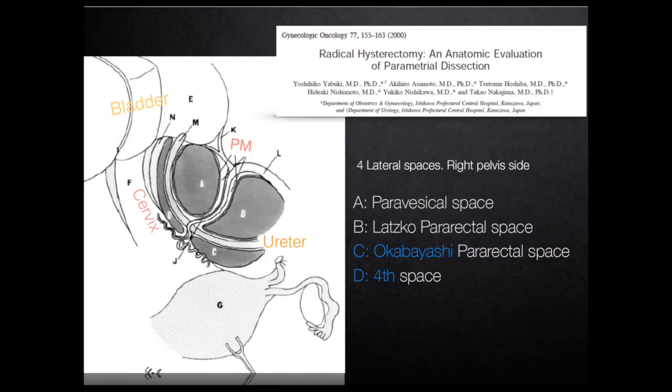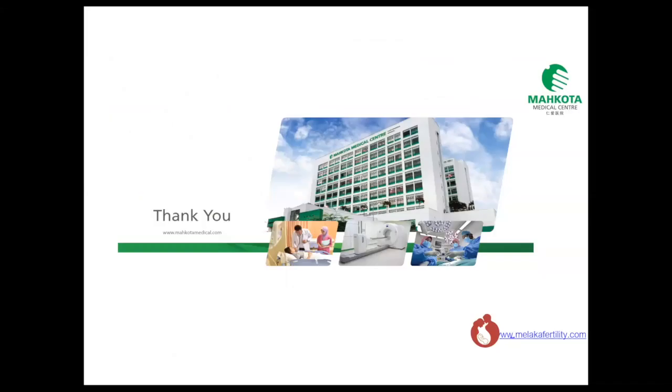So when you find the Okabayashi space, then you have a ureteric tunnel. When you open up the ureteric tunnel, that space between the ureter and the bladder is what you call the fourth space, or the space of Yabuki. This is something that people doing radical hysterectomy will see all the time. Okay, so that's all for my lecture.